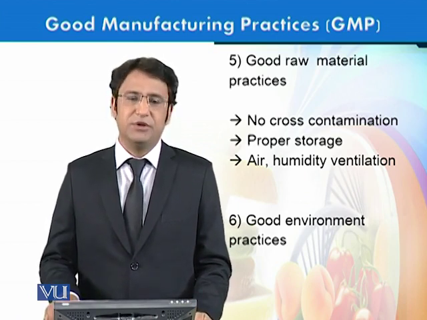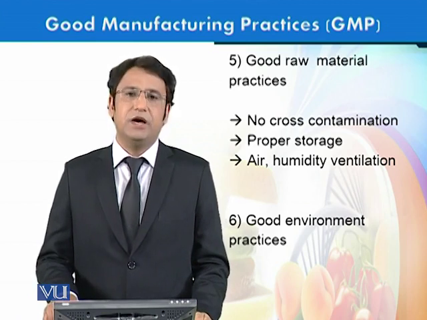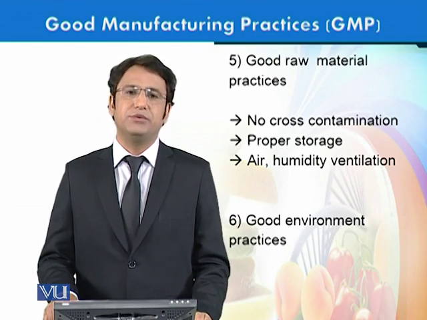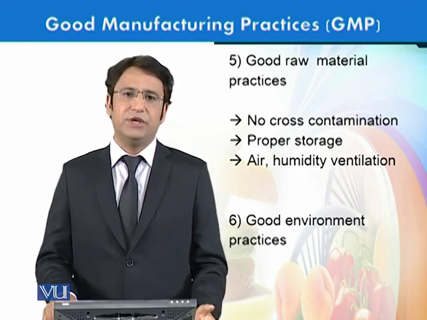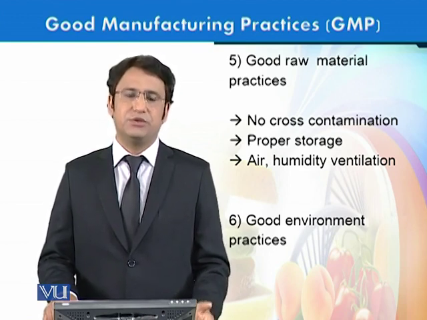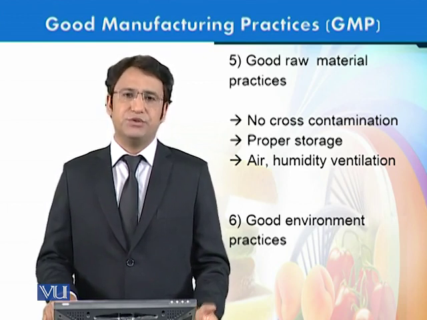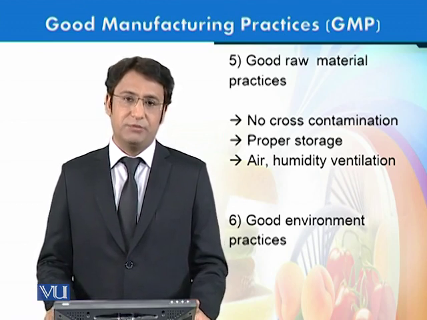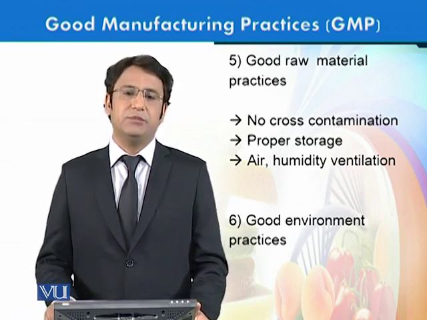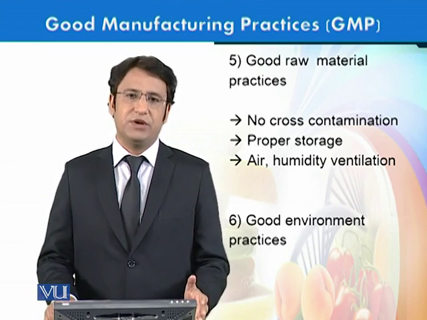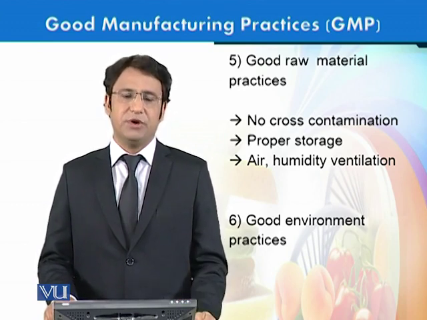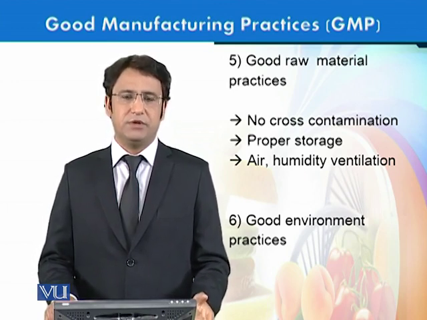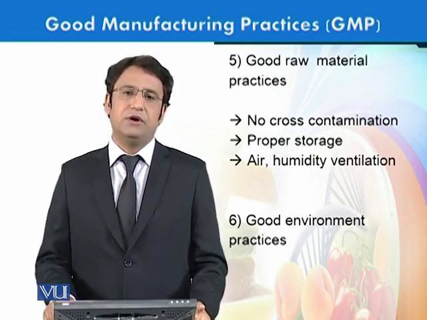And then the last element of GMP is good environment practices. So it includes all the controls that we can apply to the surrounding environment in which the food is produced, sold, distributed, or consumed. So these are some of the elements of good manufacturing practices and some of the considerations that we have to make for good manufacturing practices in any processing plant, whether it involves food, pharmaceuticals, or cosmetics.